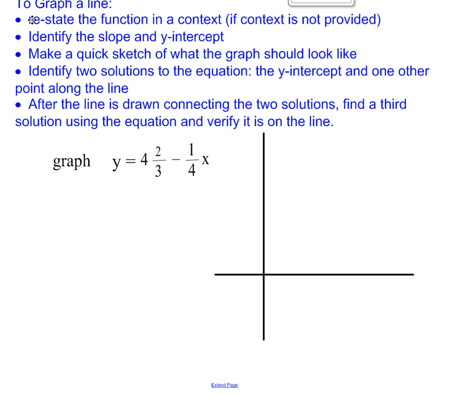Then, after we've restated the context, identified the slope and the y-intercept, we make a quick sketch. So you just kind of visualize what the line's going to look like. I picture a line that's going to go down like this with a very flat slope because the slope is only a negative a quarter. Identify 2 points, the y-intercept and one other point, and after you draw the line, find a third solution to verify that your graph is accurate and correct.